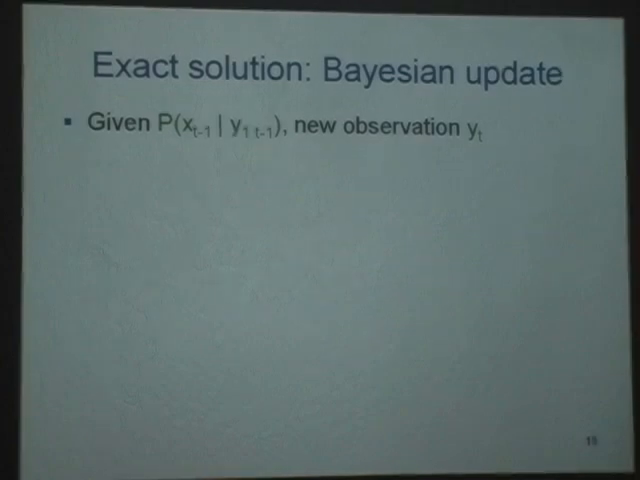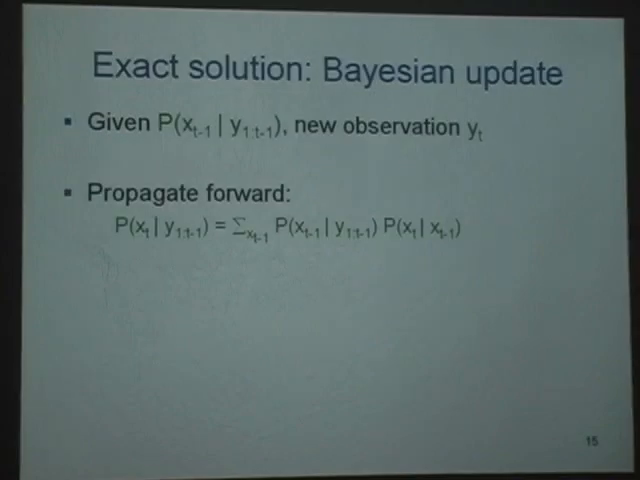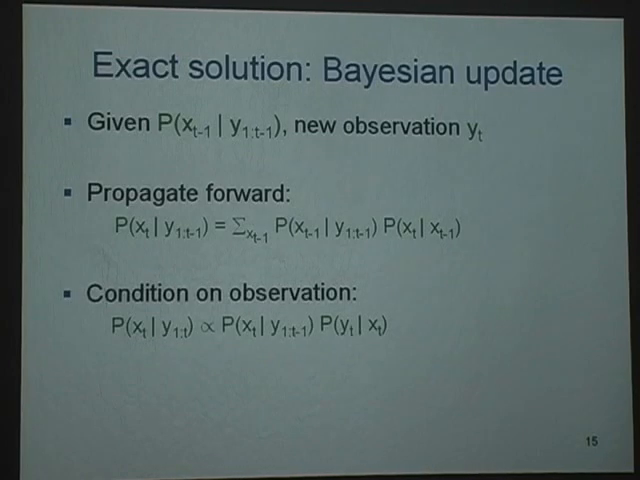OK, so let me start with the exact solution to find the true posterior distribution. Let's say we're given p of xt minus 1, the distribution over the hidden state at time t minus 1, given the observations up to t minus 1. And now we have this new observation yt. So there are two steps. The first step is to propagate forward and find the distribution of xt, the state at time t, given observations up to t minus 1. And this is the summation, or integration if x is continuous. And secondly, there's a conditioning step using Bayes' rule, where we incorporate the effect of the tth observation.